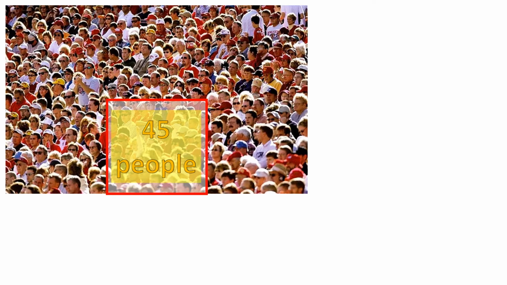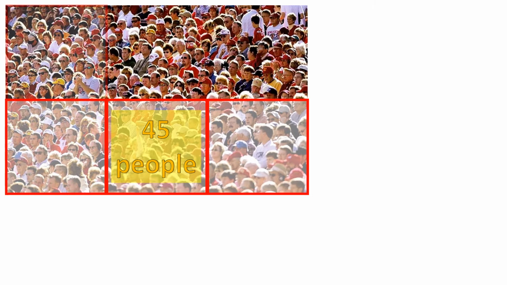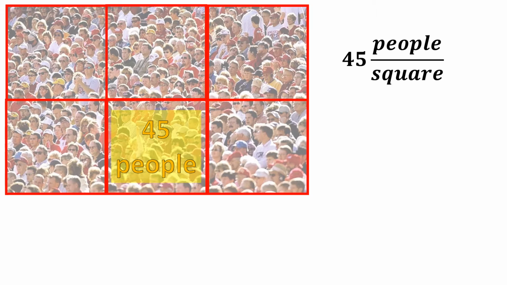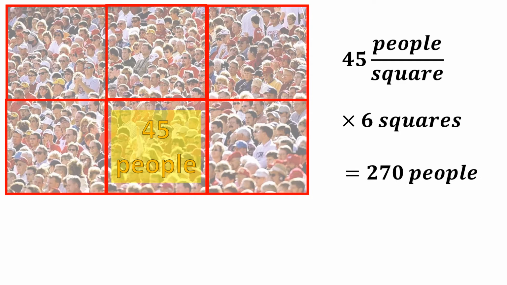Here we count about 45 people in the sample square, and we see we have 6 squares in our picture. So, multiplying the crowd density estimate of 45 people per square times the 6 squares, we get an estimate of 270 people.